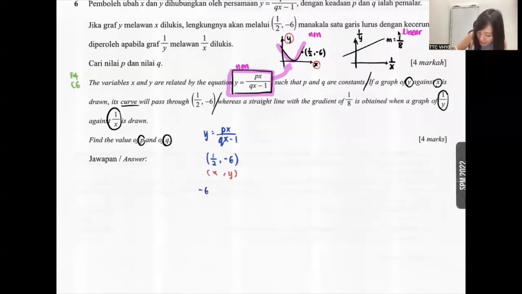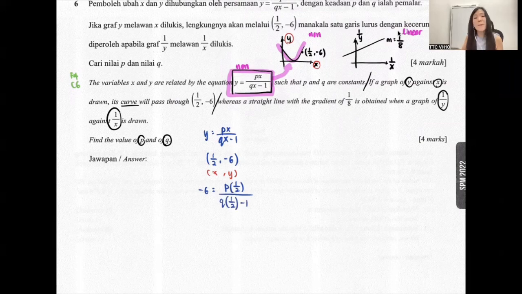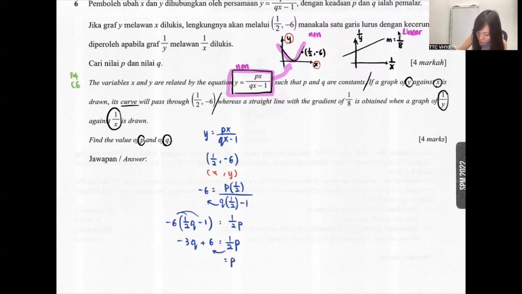So the y is negative 6. The x is 1 over 2. Isn't it minus 1? Okay? So 1 over 2p. Divide, move up, becomes times. So this one is 1 over 2q minus 1. Slowly expand. Negative 3q plus 6 equals 1 over 2p. Okay? p is divided by 2, move up, times 2. Okay, getting this, Equation 1.